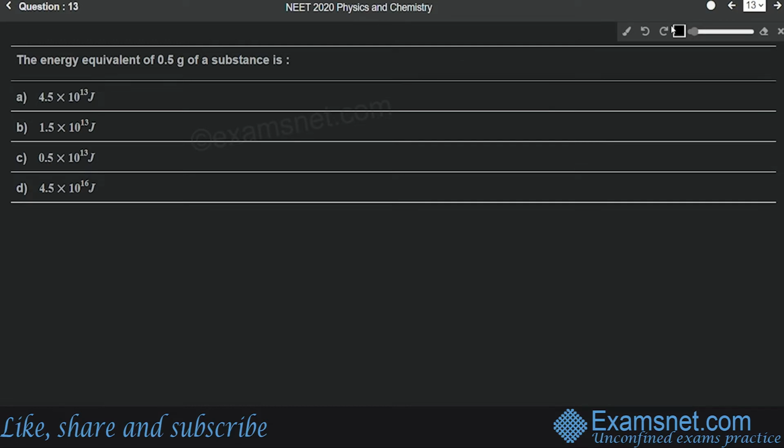Question number 13 is from the chapter Nuclei, and the question is, the energy equivalent of 0.5 gram of a substance is. Okay, so this is simply based on mass-energy equivalence. According to this, the energy is equal to the product of mass and c square. c is the speed of light in vacuum.